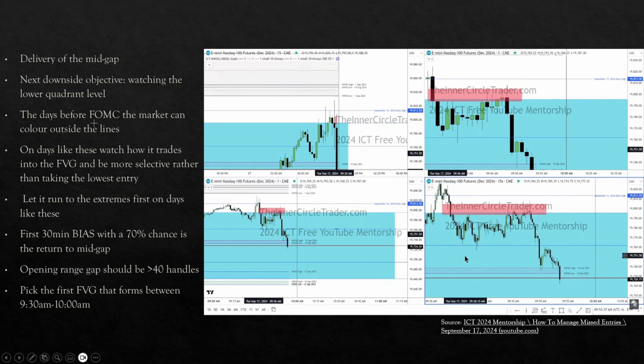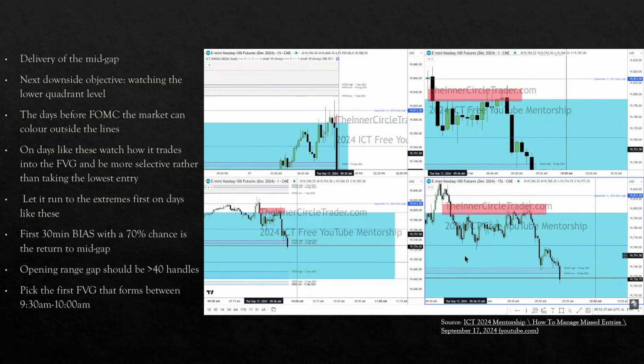In the days before FOMC, the market can color outside the lines. As you can see here with the first presentation of the fair value gap, we trade slightly above it, but this is okay. And on days like these, ICT advises you to watch how it trades to the fair value gap, and then you should be rather more selective and not just placing a limit order right here and taking the lowest entry, but let it run to extremes on days like these. You will also get a much better fill because of the premium price.